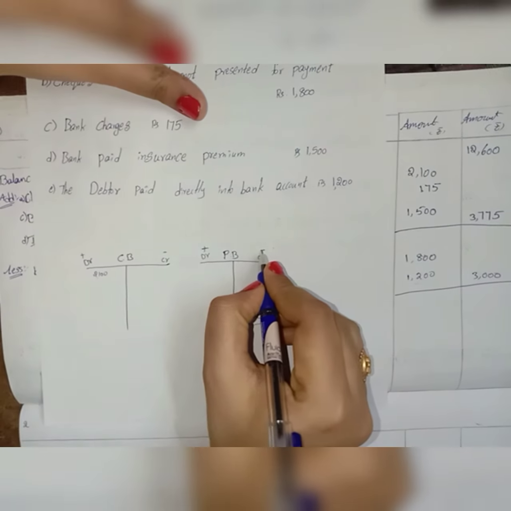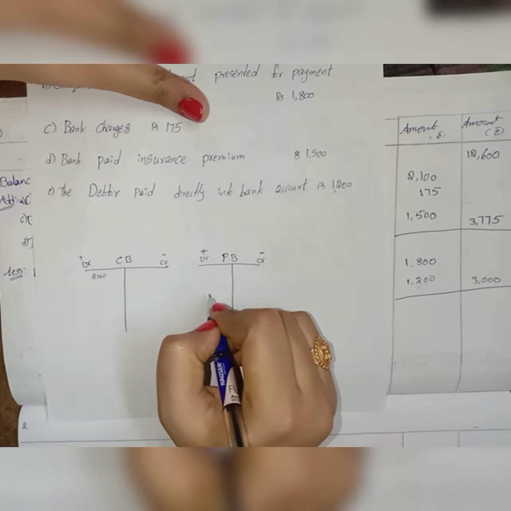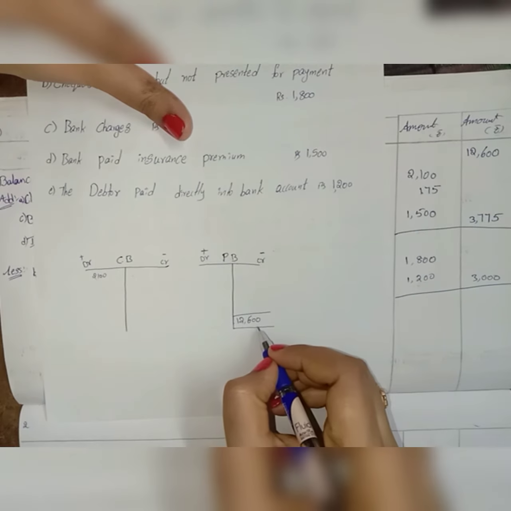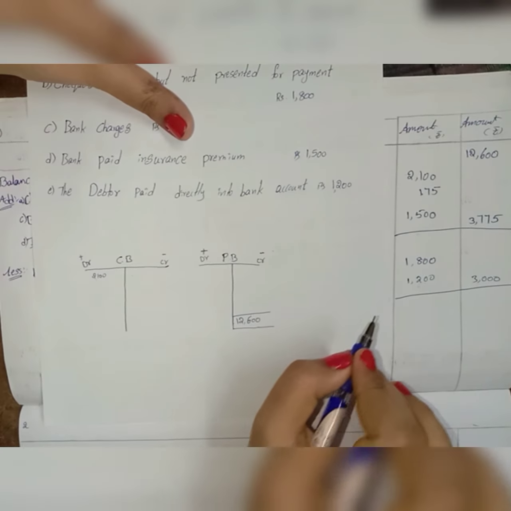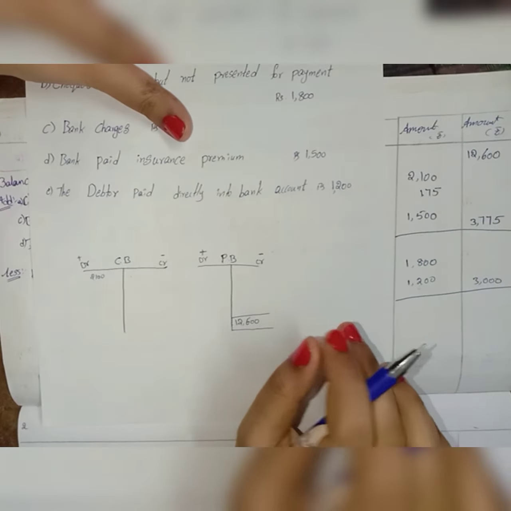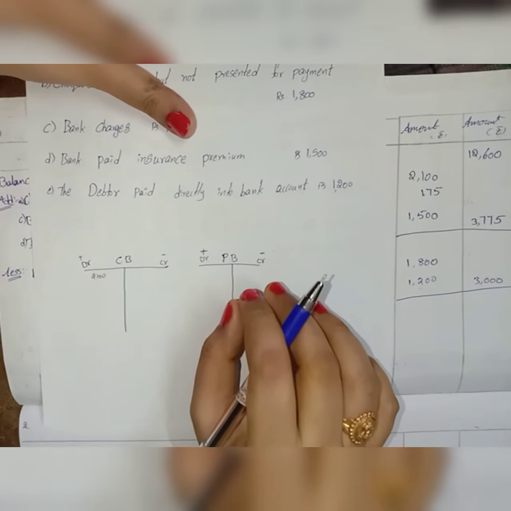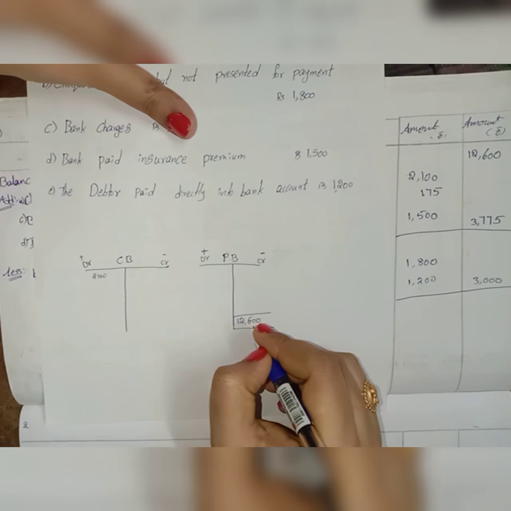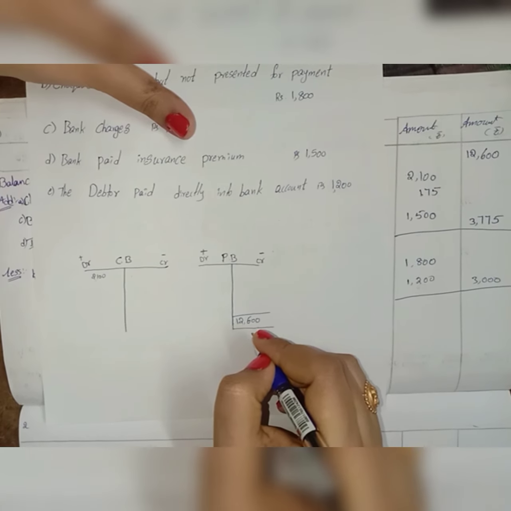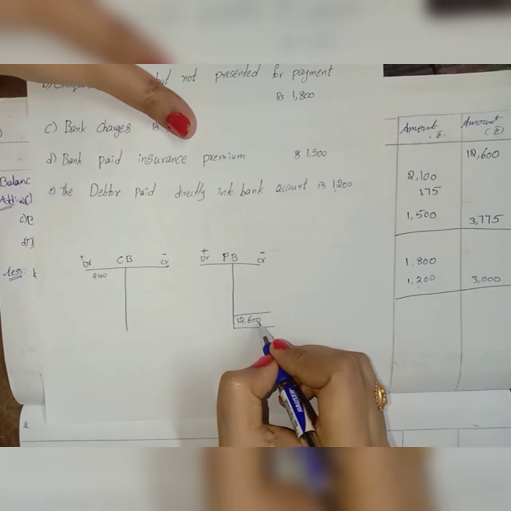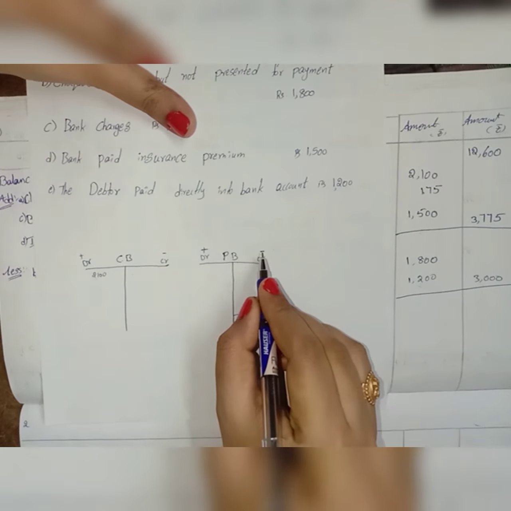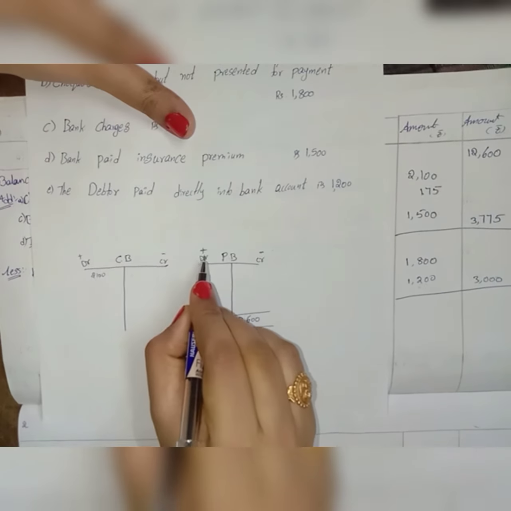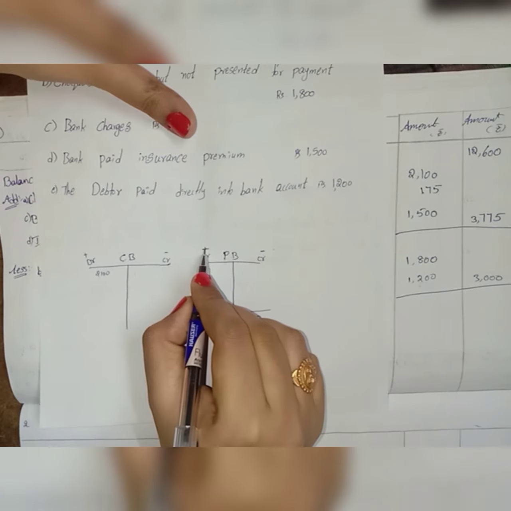Why are we using minus? Why are we using plus? We already discussed this in the previous class. Minus means this amount is not tallied. There is a difference between the passbook and cash book. That's why we are preparing the BRS. So this is not a correct total. We have to enter a minus symbol here, and the opposite side of minus is plus.